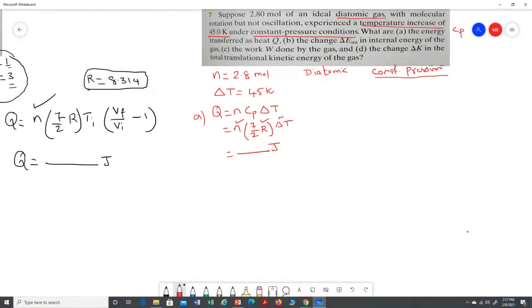Doctor, R is equal to 8.3. My dear, R is the gas constant. This value will be given, 8.314. So don't worry about this R. It's a constant. Understand? Okay. What is your second question?